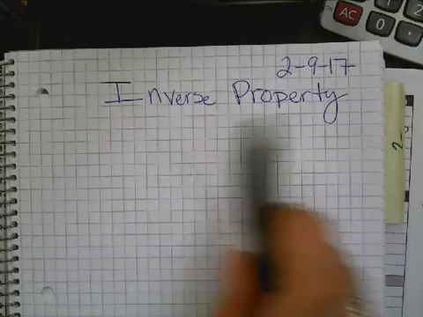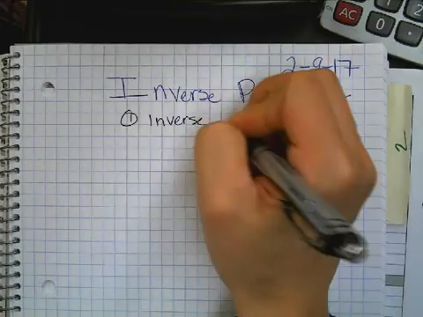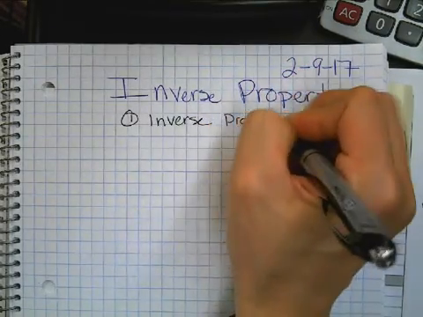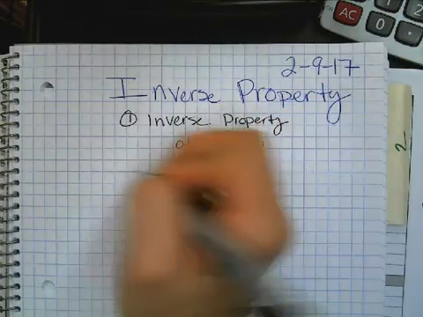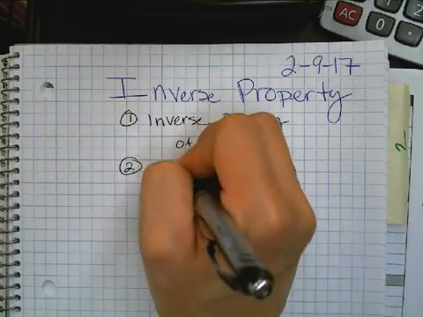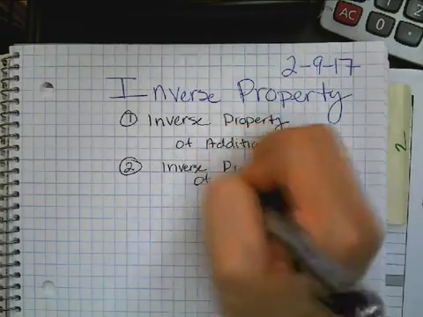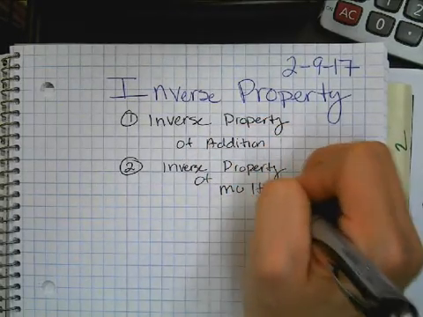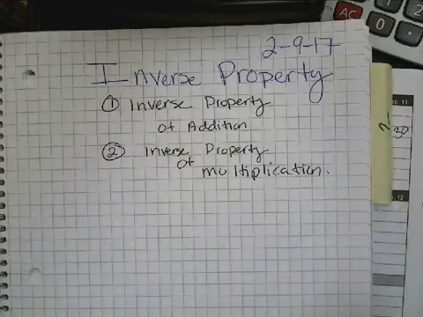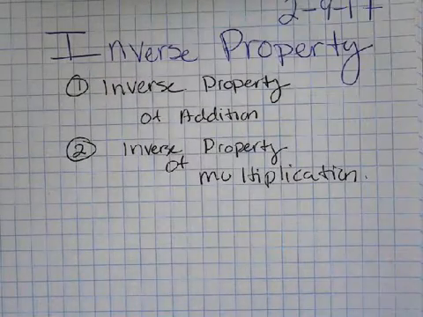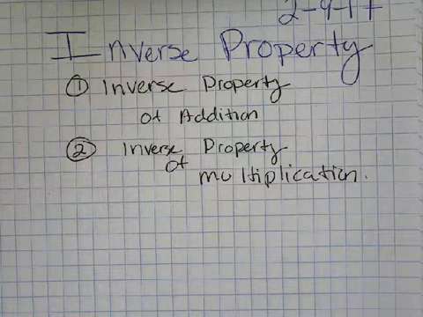Alright. There are two parts. Inverse property of addition, right? Good. So number 2 will be inverse property of multiplication. So you realize the pattern, right? It's either addition or multiplication. Joshua, please write this down, just like everybody else. What I write, you write.